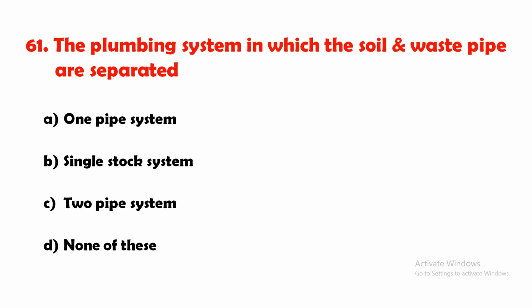The plumbing system in which the soil and waste pipes are separated is known as: one pipe system, single stack system, two pipe system, none of this. The answer is, the plumbing system in which the soil and waste pipes are separated is known as two pipe system.